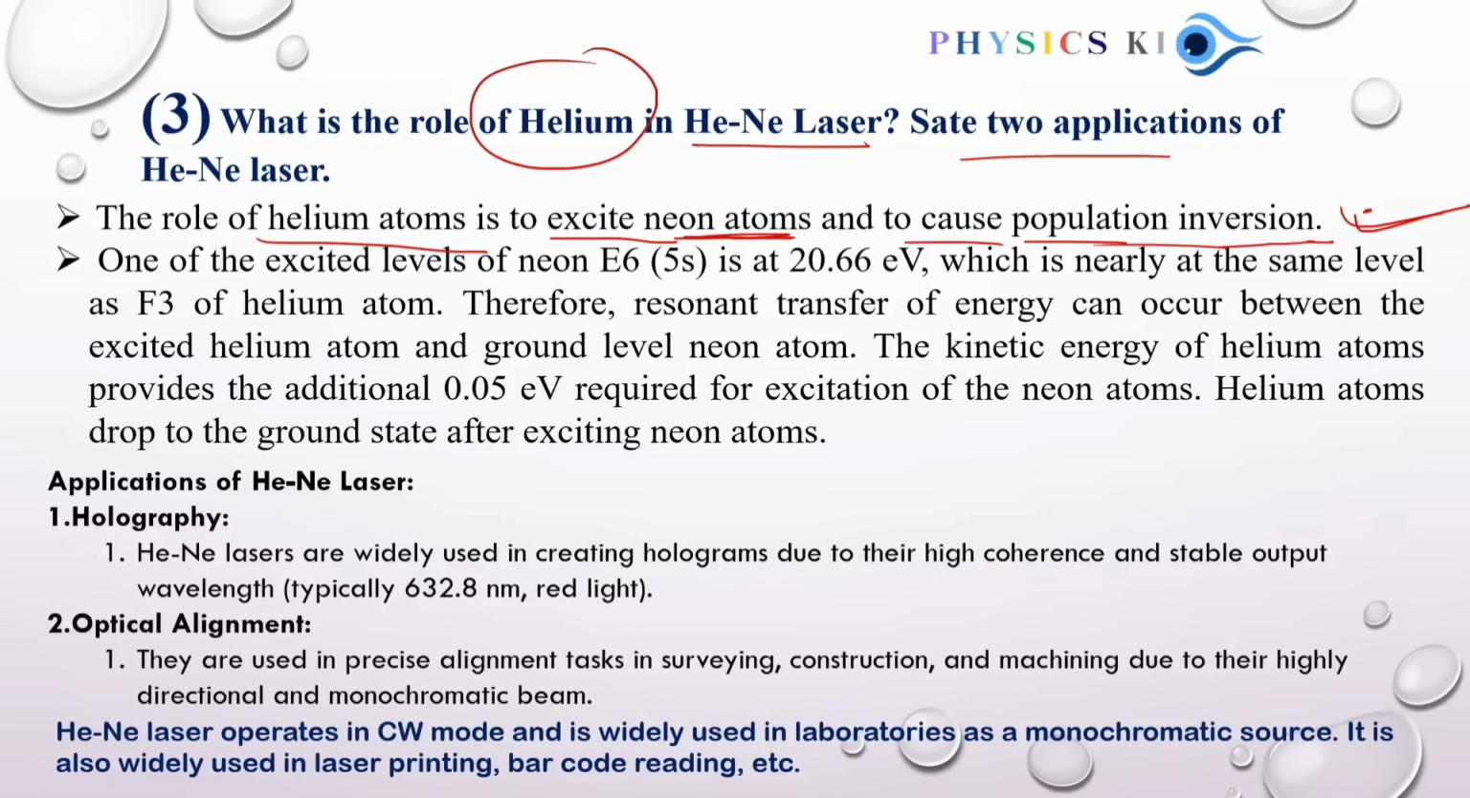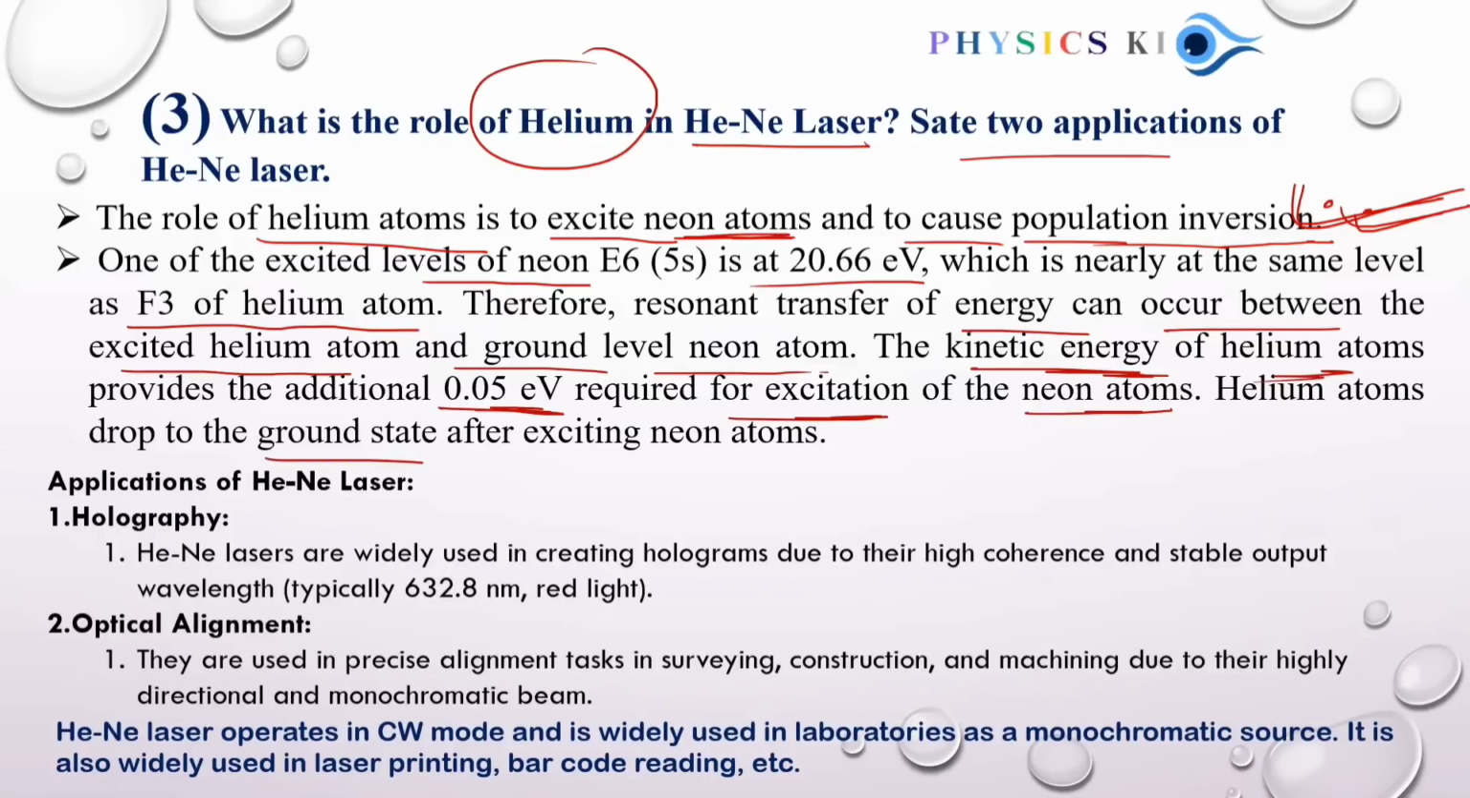What happens at that time? One of the excited levels of neon is nearly the same level as F3 of the helium atom. So therefore, the kinetic energy of the excited helium atom provides the additional energy required for excitation of the neon atom. This causes population inversion, and when the collision happens, helium comes back to the ground state. So this is the main role of the helium atom.